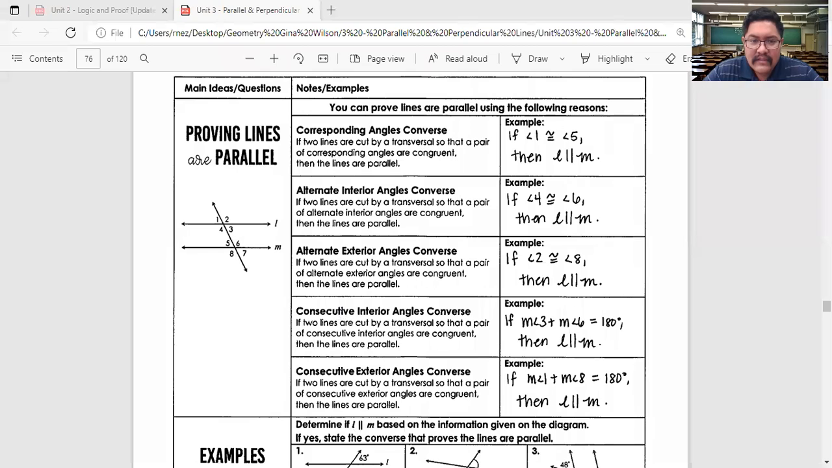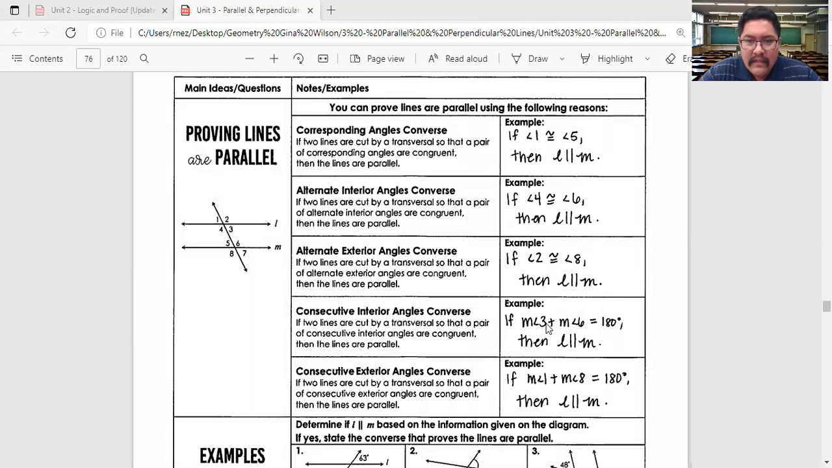All right, consecutive interior angles converse. If two lines are cut by a transversal so that a pair of consecutive angles are congruent, then the lines are parallel. In this case, we're going to have to add a couple of things. Consecutive means that they are on the same side. So alternate means it's switched, and consecutive means that it is the same side. So same side interior angle, so on the inside, angle converse.